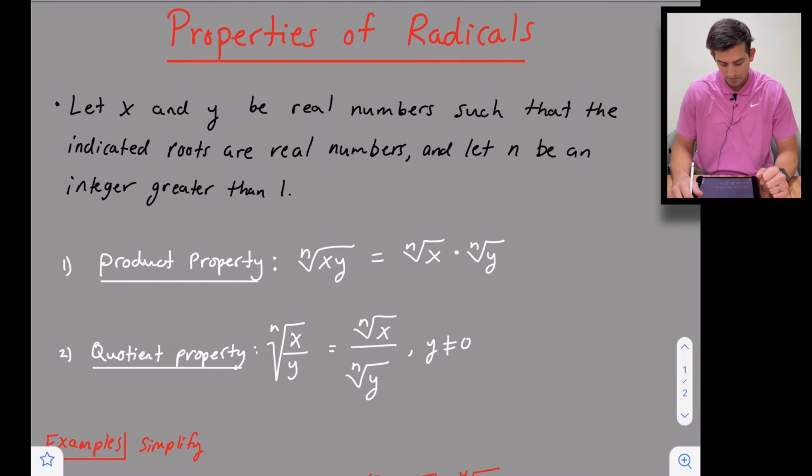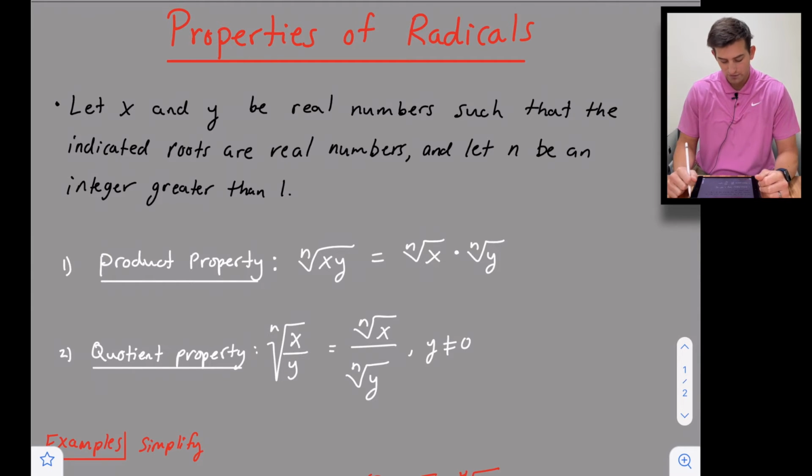So for the product property, we see we have two numbers being multiplied together. That was represented by x and y, and we are taking the nth root of that product. And so what this product property tells us we can do is essentially separate that multiplication. Or if we already have two roots of the same root, two square roots being multiplied together, we can multiply the radicand, the number that's under the root, and then we can take the nth root of that product.